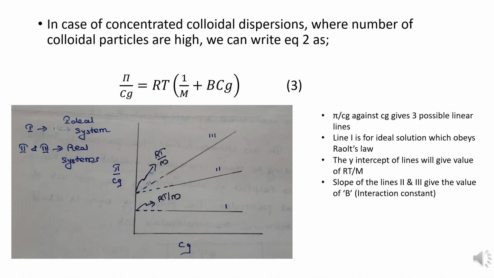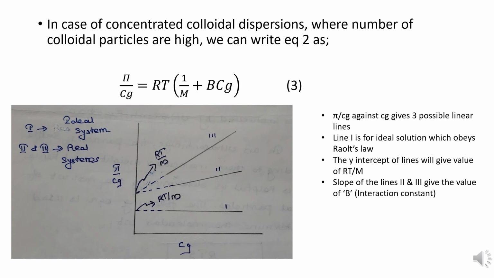Then line 2 and line 3 are real systems. These are somewhat slanted lines with a positive slope. The slope corresponds to B, that means the interaction constant. And different slopes indicate different strengths of particle interactions.